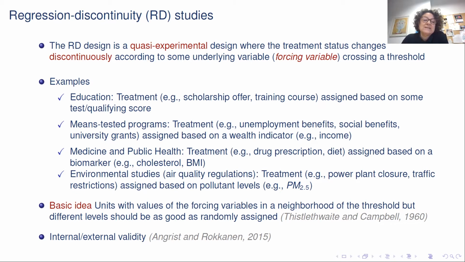Intuitively and, let's say, heuristically, the basic idea and identification strategy in such designs is based on the intuitive idea that units with values of the forcing variables very close to the cutoff point receiving different levels of the treatment are essentially almost as good as randomly assigned. This was essentially the intuition in the original paper by Thistlethwaite and Campbell that introduced the design in the 60s.